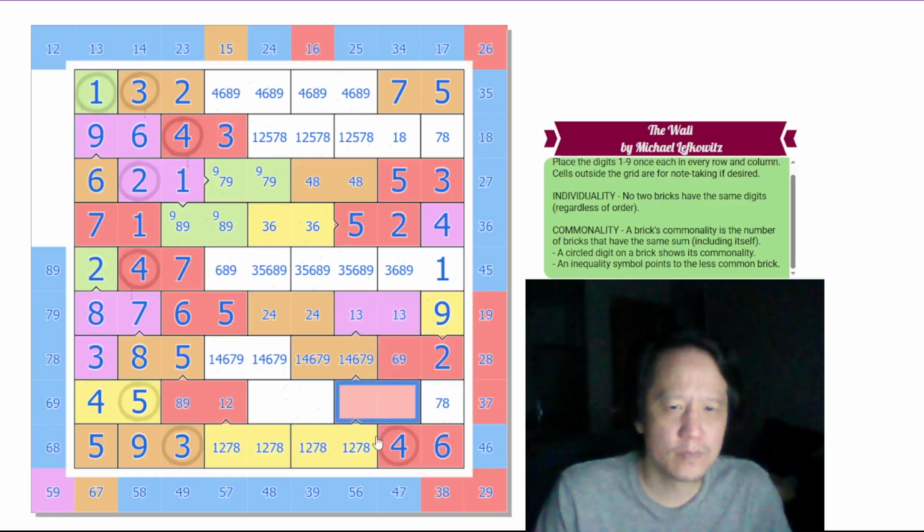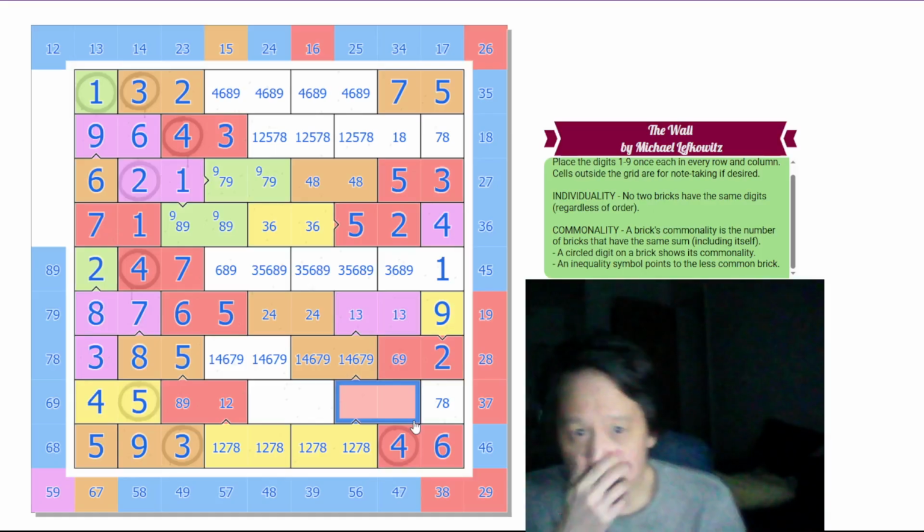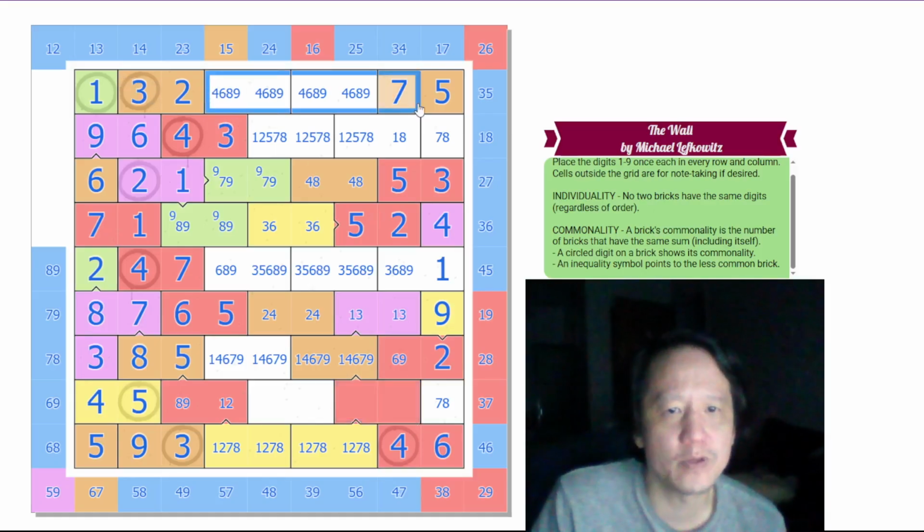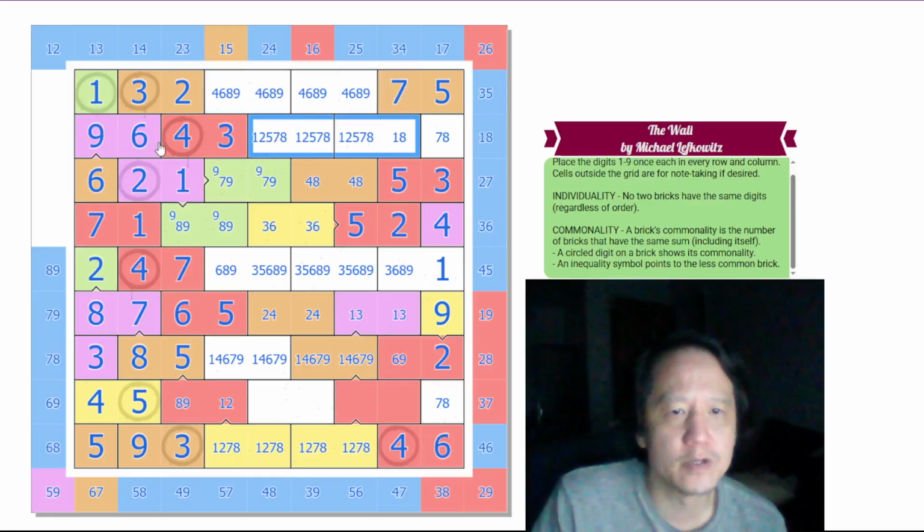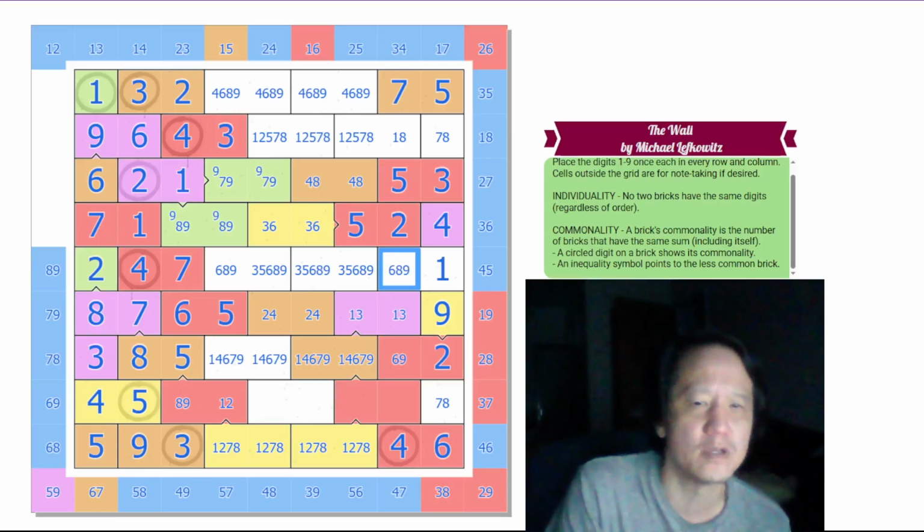Hmm. 1, 6 could be here. Okay, where can 1, 6 be? Can't be here. Cannot be here because of 6. Can't be here because of the 1. Can't be here because of the 1. Can't be here because of the... Oh, this could be 1, 6. So 1, 3 cannot be here. That's how we're taken. 1, 8 and 1, 9 are possible. 1, 8 cannot be. It's 1, 6 or 1, 9. So 1, 6 could be there.